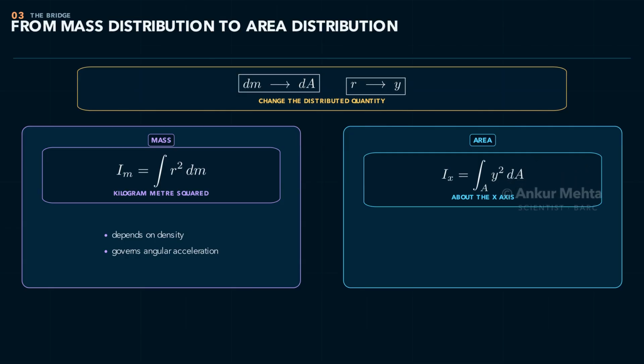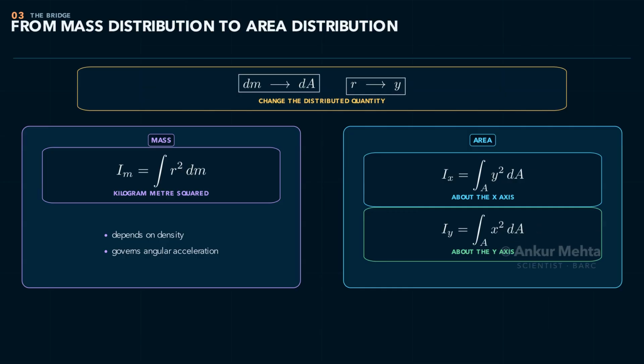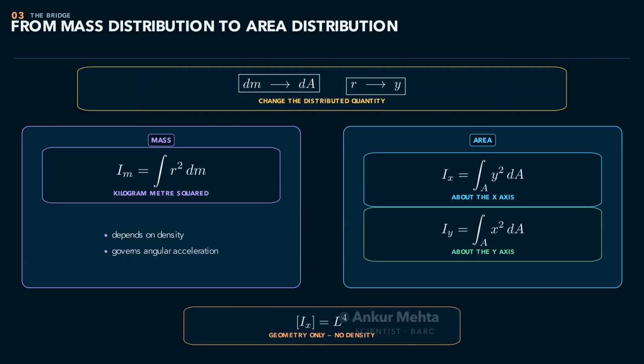It is a geometric property of the cross-section. Material density does not appear. The word second refers to distance raised to the second power, not to a second calculation. Because dA has units of length squared and y squared adds another length squared, area moment of inertia has units of length to the fourth power.